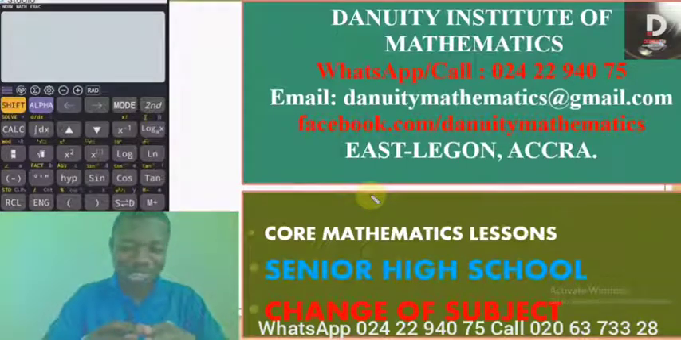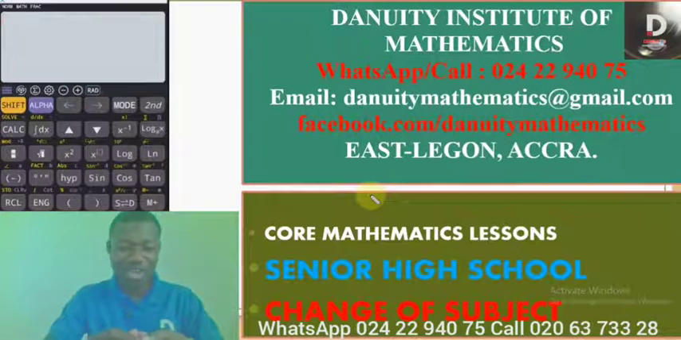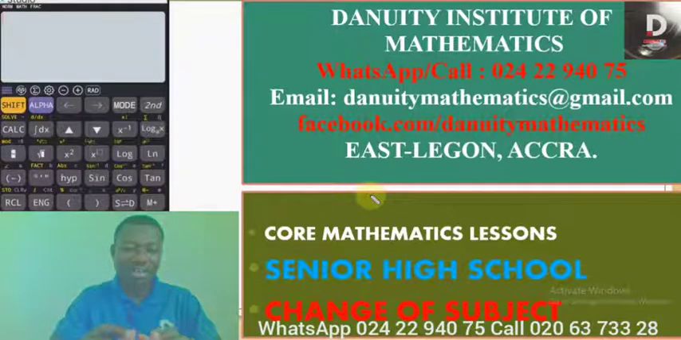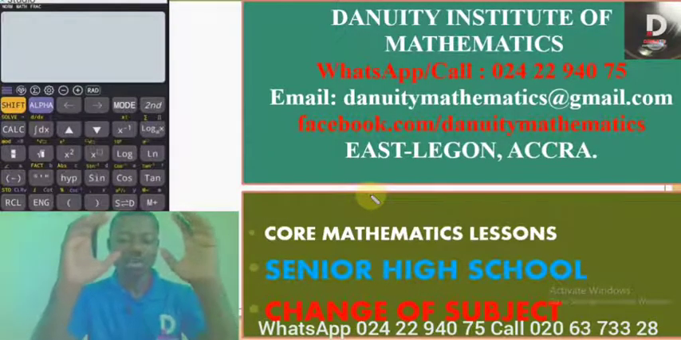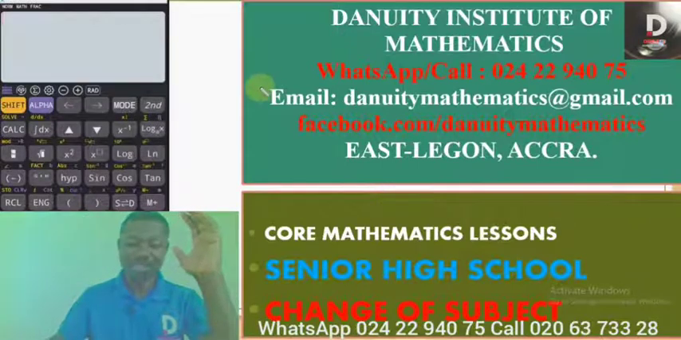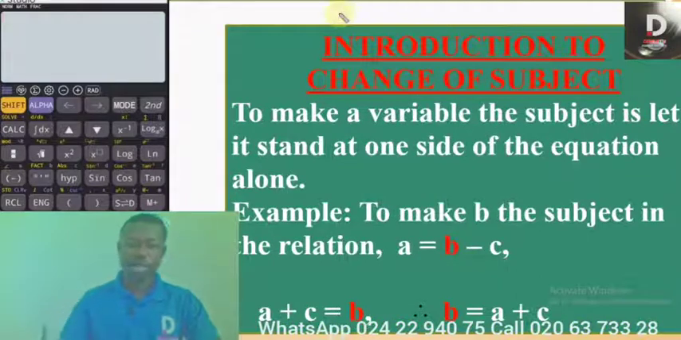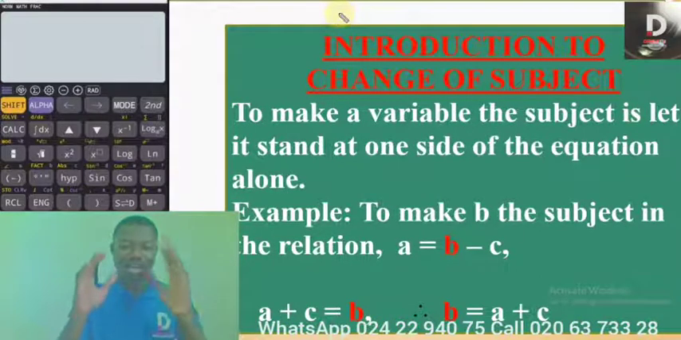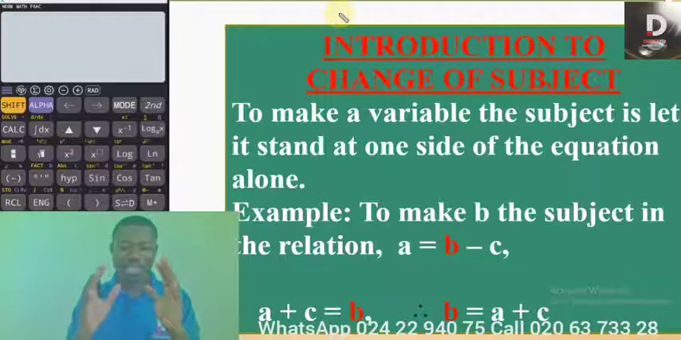Hello, welcome to Change of Subject, a very pivotal topic in mathematics, science, accounting, banking, and almost all the spheres of life in business. To make a variable the subject means to allow the variable to stand alone at one side of the equation. Period. That's all about change of subject. So we are done. Yeah, so that's all. Allow the variable to stand at one side of the equation.